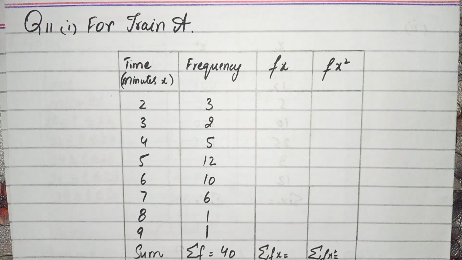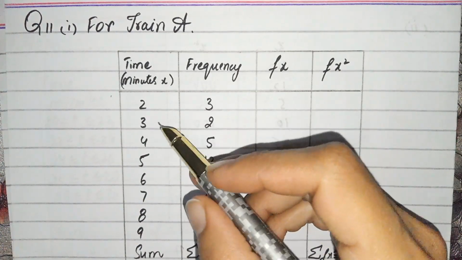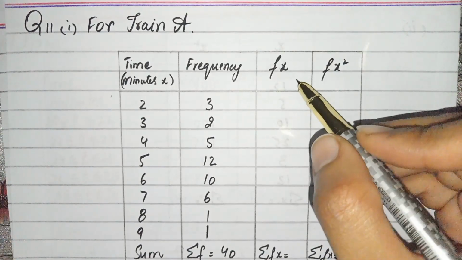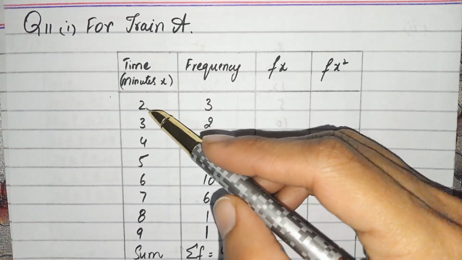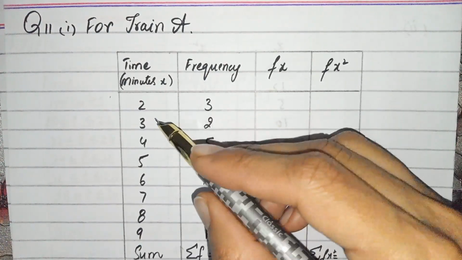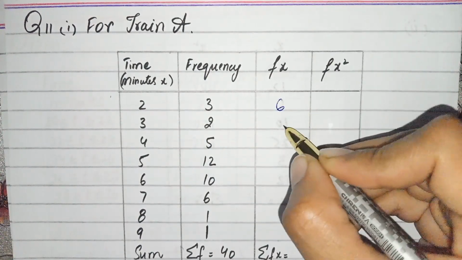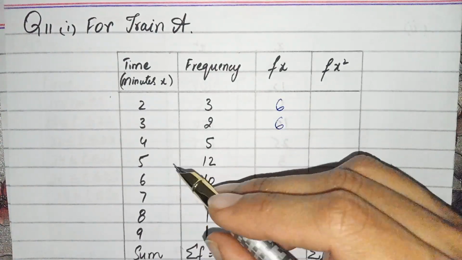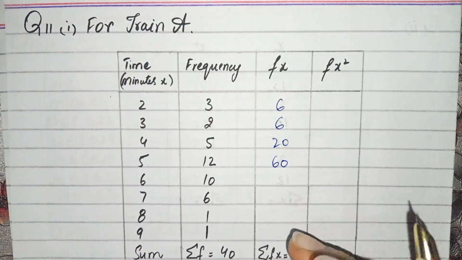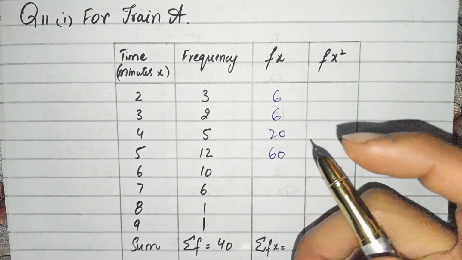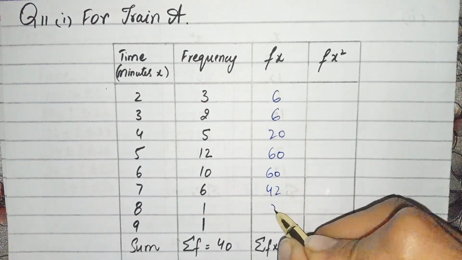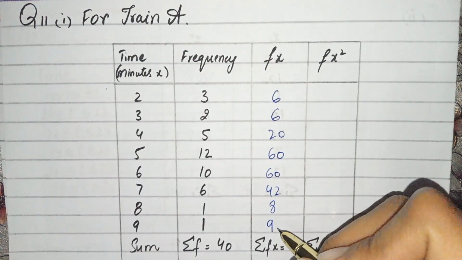For train A, this is the time and this is the frequency. Now we have to find fx. The time is x. We multiply f by x and get the answer. 2 multiplied by 3 is 6. 5, 4 times 20, 12, 5 times 60, 10, 6 times 60, 7, 6 times 42, 8, 1 times 8, 9, 1 times 9.